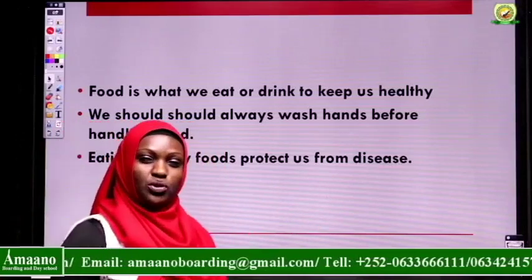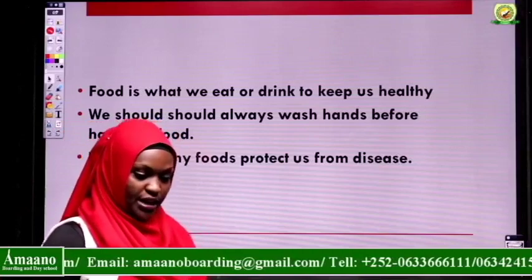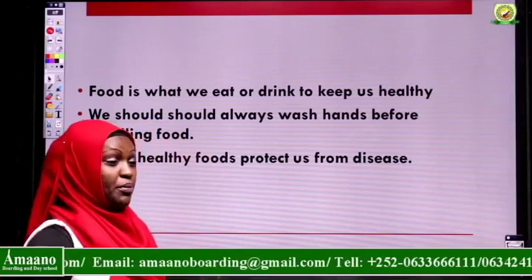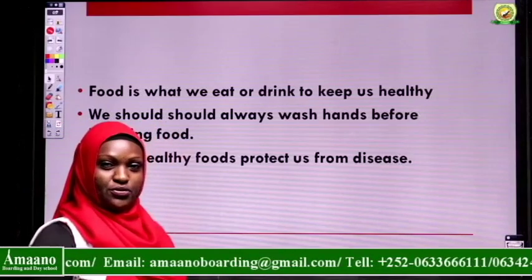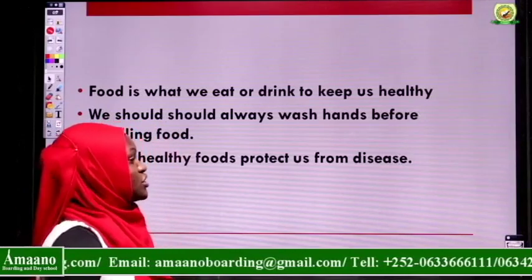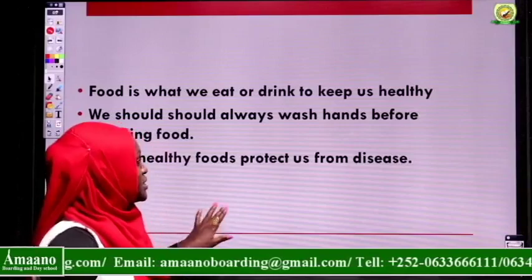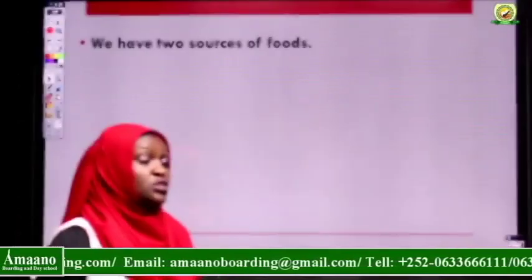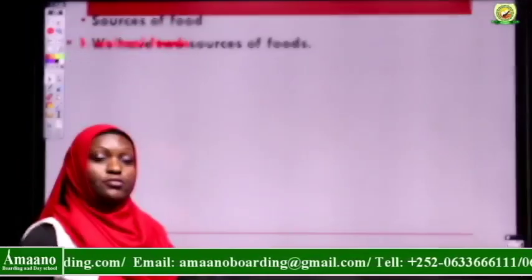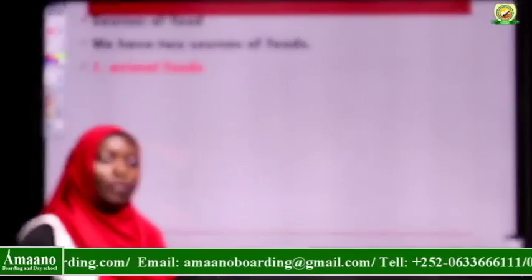Now, the food we eat during lunch, during supper, or during breakfast, where do we get this food from? We have sources of food. So where does this food come from? Let's look at the sources of food, and we say we have 2 sources of food. We have the foods that you get from animals. So we have animals' food, and these are examples of animals' food.